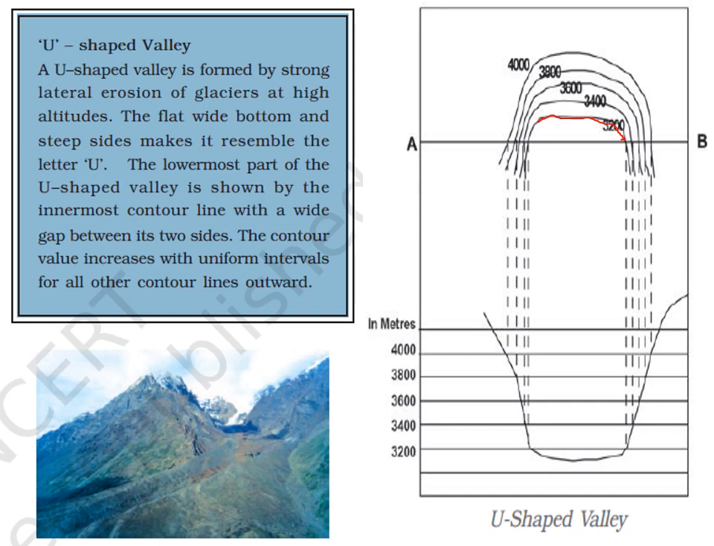Right? So the contour lines of these valleys you can see here. Here it is a distinct U shape. It is bent. So this is about the U-shaped valley on the topo sheet.